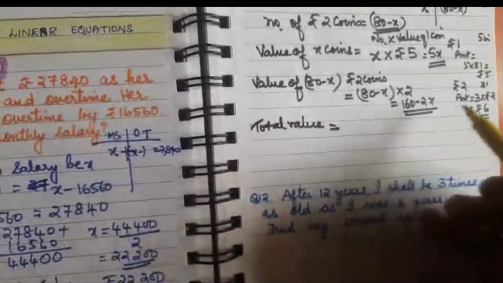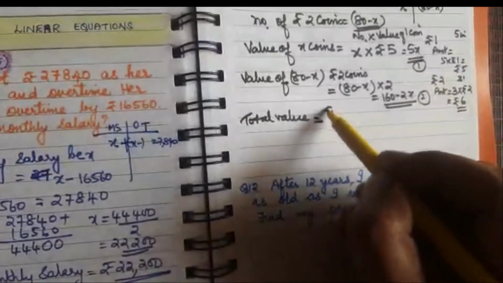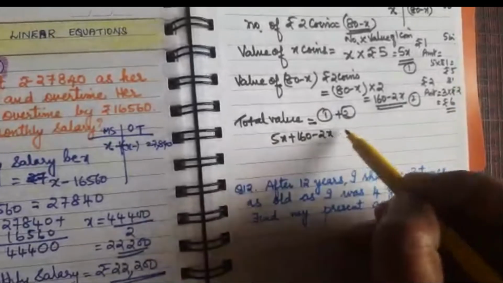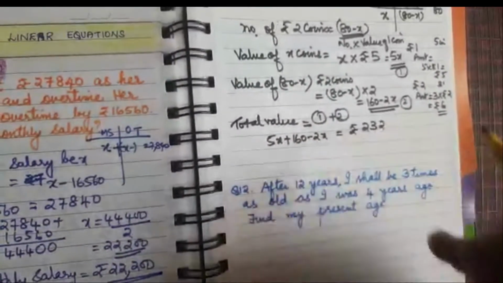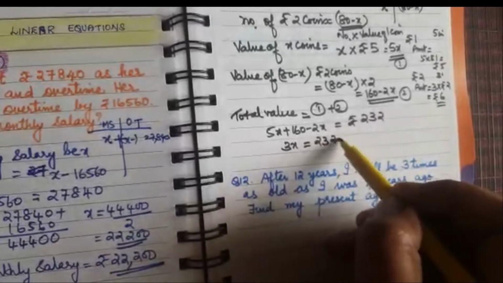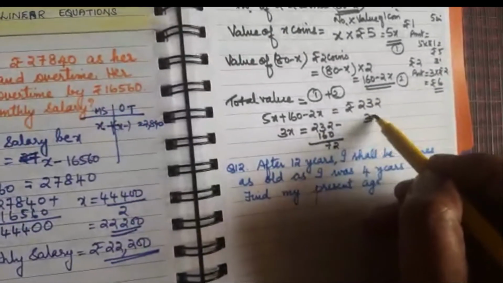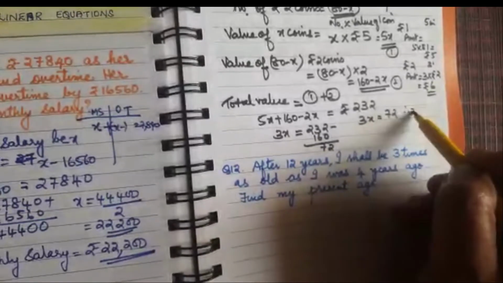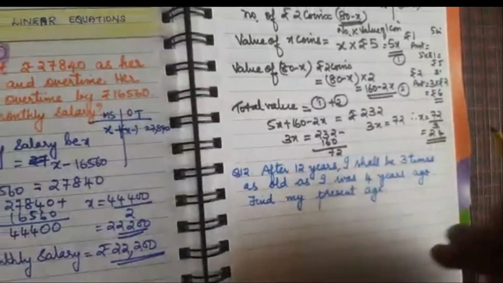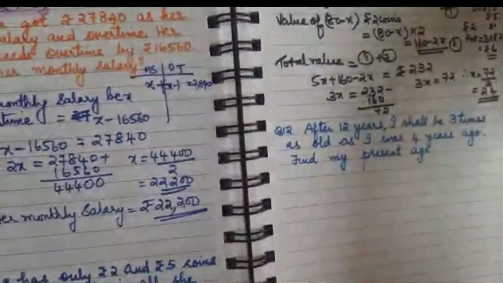Total value equals 232. Here you had to add these two, 1 and 2. So 5x plus 160 minus 2x is equal to the given rupees 232. So 5x minus 2x is 3x. 3x equal to 232 minus 160. What is 232 minus 160? It is 72. So 3x is equal to 72. Therefore x is equal to 72 by 3, that is 24. So what is 24? 5 rupee coins. There are 24 5 rupee coins, isn't it?